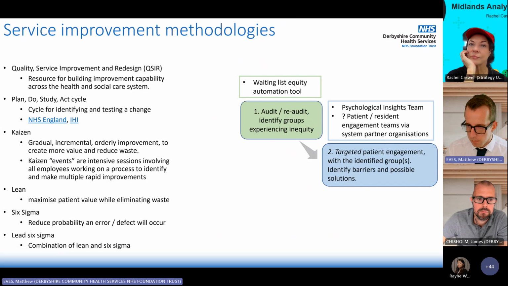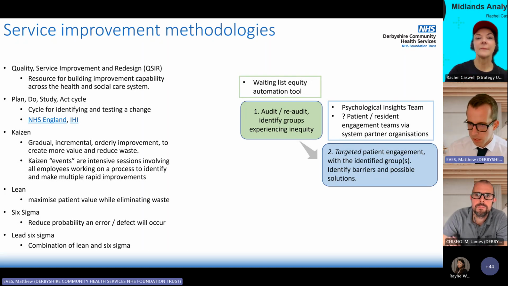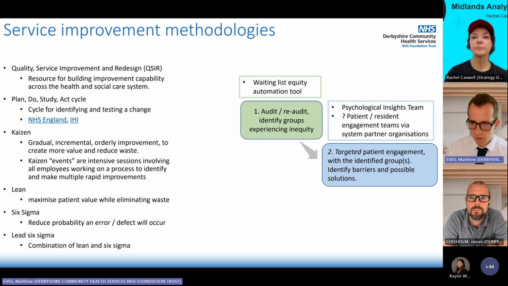I'm sorry, I've just got a message to reboot my computer, a bit ill-timed. And then lead to targeted patient engagement. So with the identified groups, the aim would be to identify barriers, perceived and real, for those groups, and then inform possible solutions that could be led and informed by those groups.